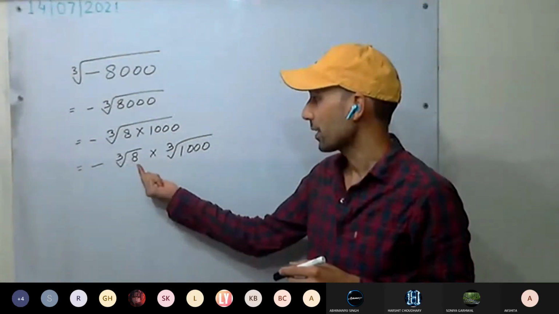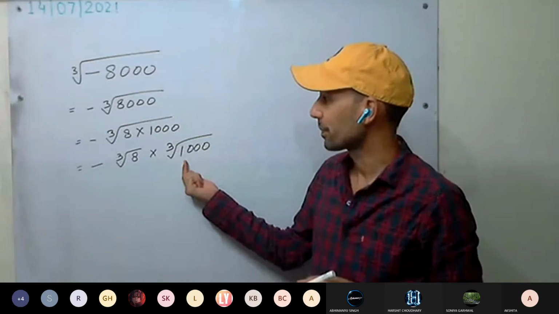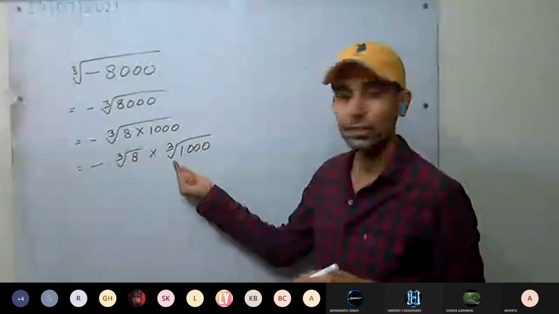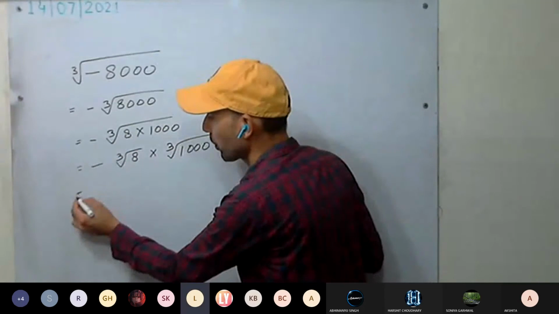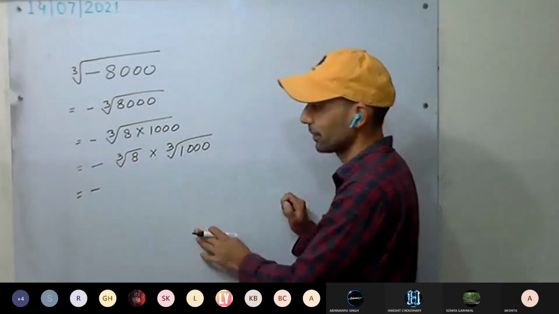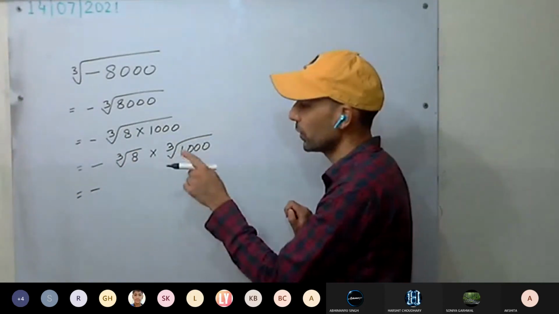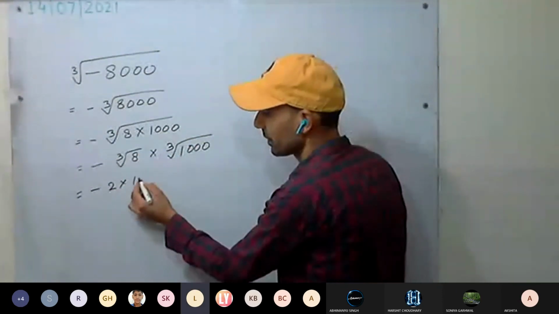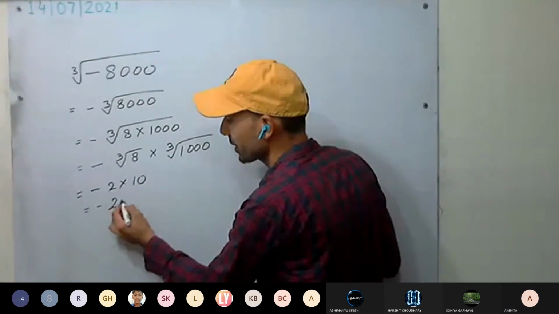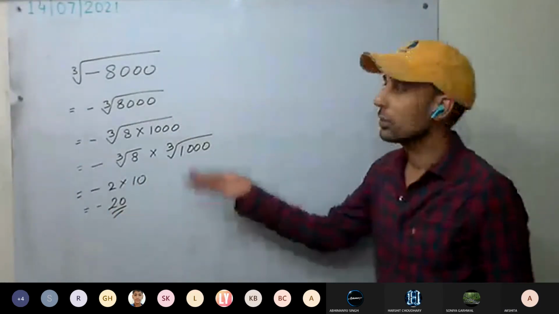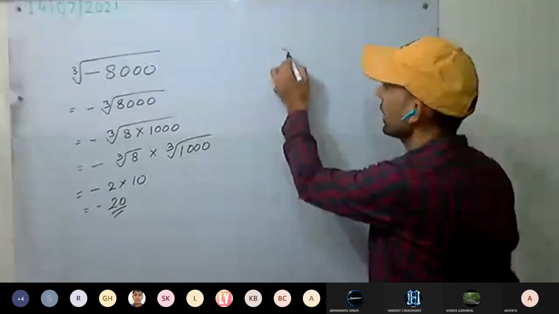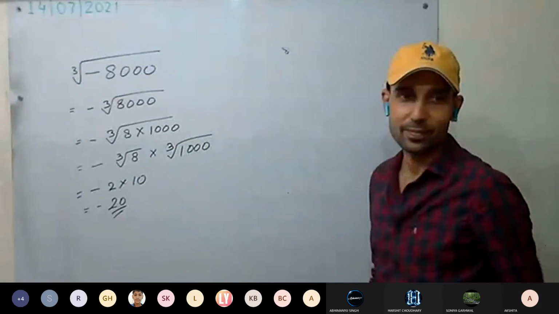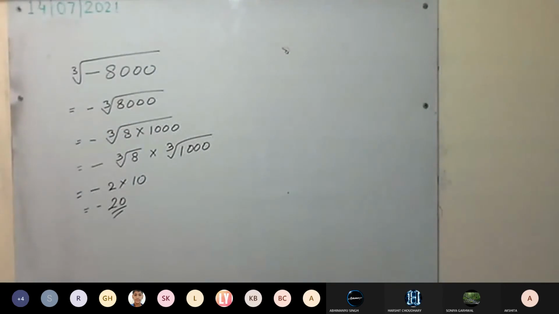Okay, minus. Can we represent it like this? We can take the cube roots separately. Yes or no? What will be the cube root of this one? Minus cube root of 8, that is 2 into 2 into 2, so 2. What is the cube root of 1000? 10. How much is it? Minus 20. Or else you can go with the basic method: you take out 8000, you factorize, and then take one from each triplet, not pair.